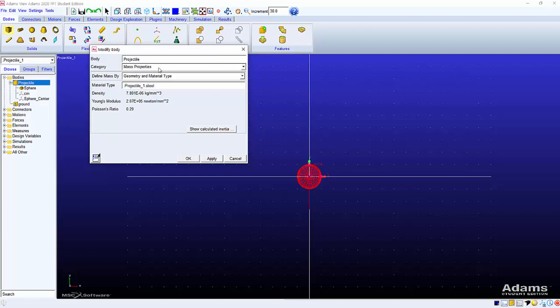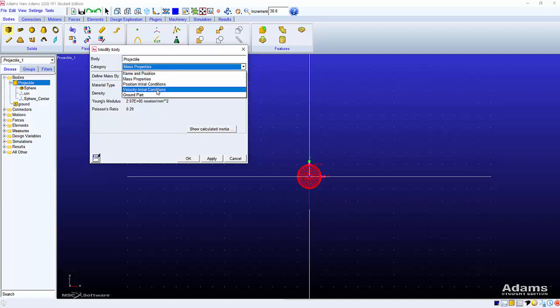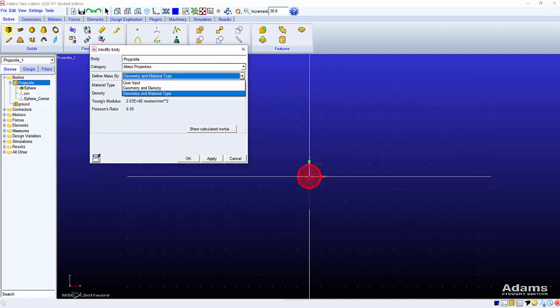The first characteristic or category that we have here is called mass properties. If you look at this pull down menu, you can have name and position, mass properties, position initial condition, velocity initial conditions, or ground part. Today we are going to work with mass properties and velocity initial conditions. If we start with the mass properties right here, you will see define mass by, and then you have options. In those options, you can have user input.